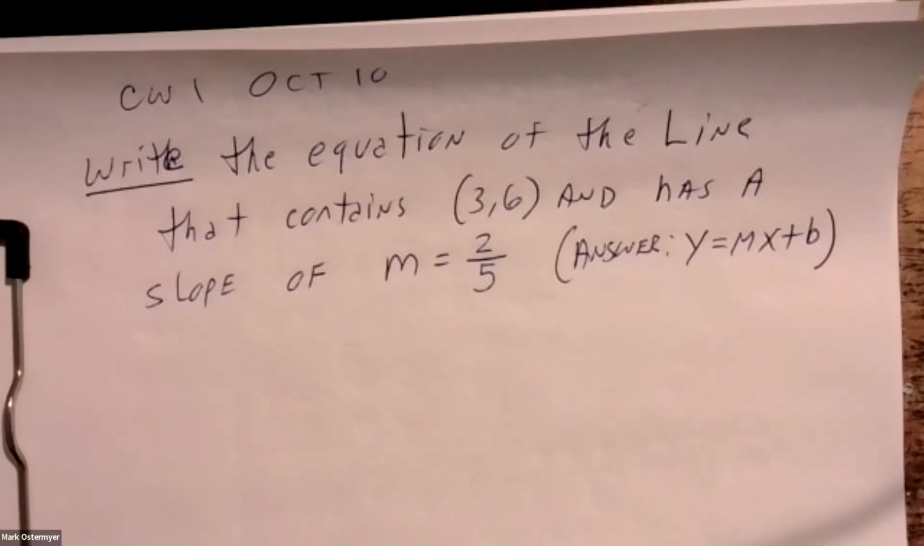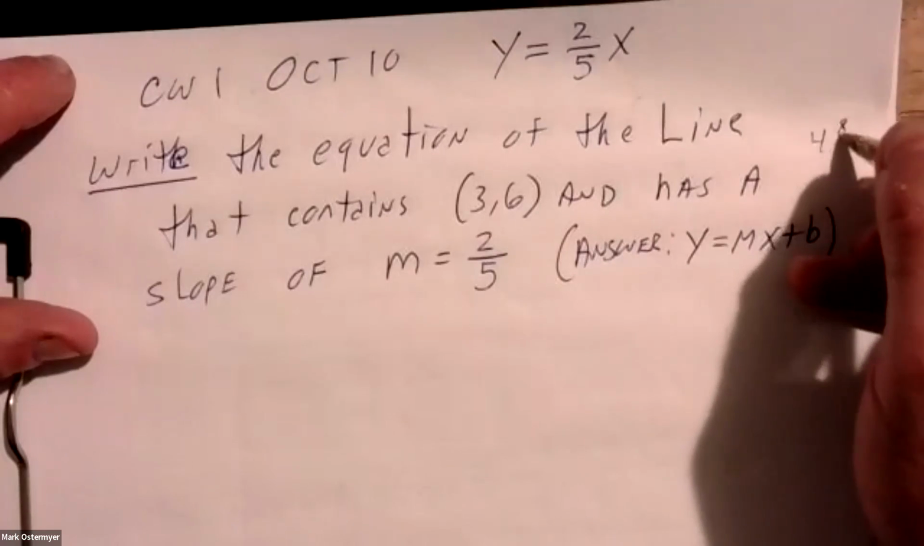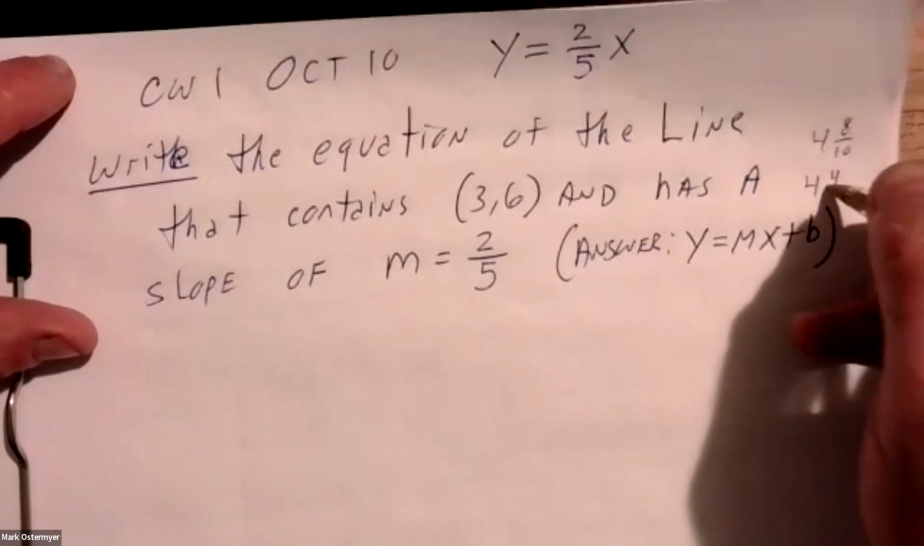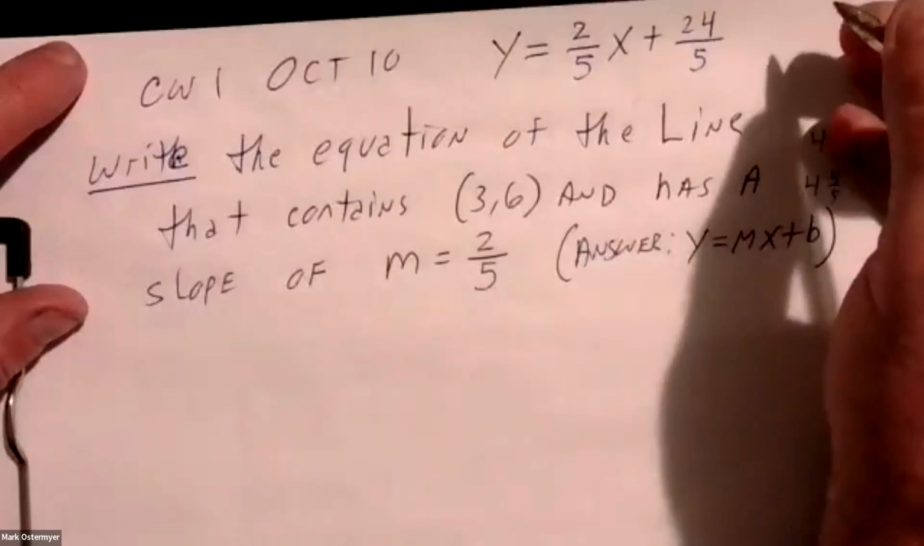Anybody get this equation written? Feel confident? What would it be? Anybody got it written in slope-intercept form? I got an answer. What do you got? Y equals 2/5 x plus 4.8. All right, so let's see, 4 and 8/10. What would that be as a fraction? 4 and 8/10 is 4 and 4/5, which is going to be 24 over 5. 24/5, if you left that as a fraction.